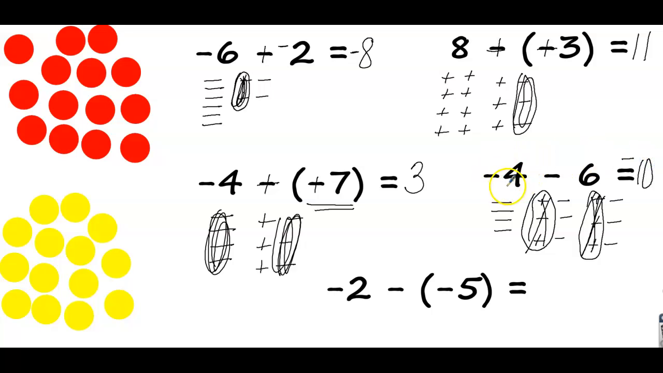If I had done keep, change, switch, this would have been negative 4 plus negative 6, which gives us negative 10.